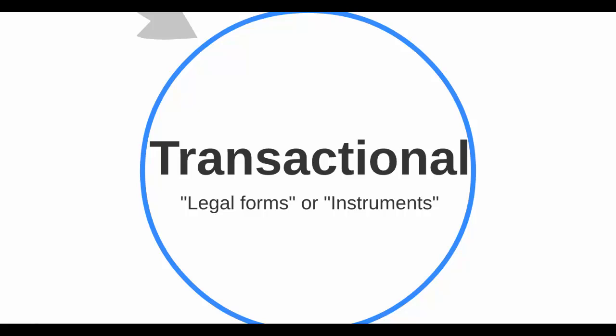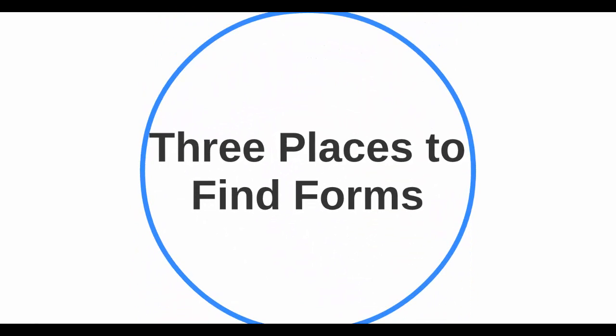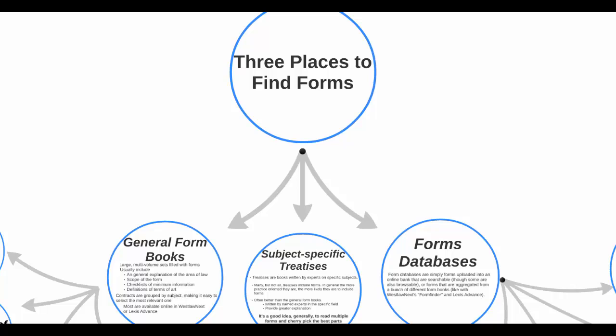The other kind, which you're going to focus on today, are transactional forms. These are like contracts, for example. These are often called generally legal forms, or occasionally you'll see the older language instruments. There are three basic places to find forms: in general form books, in subject-specific treatises, or in forms databases.